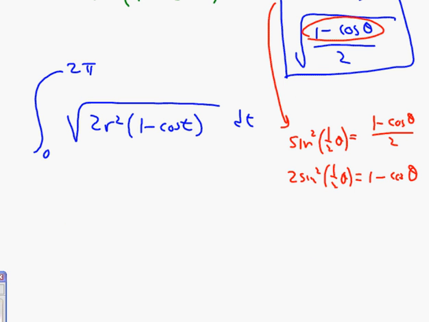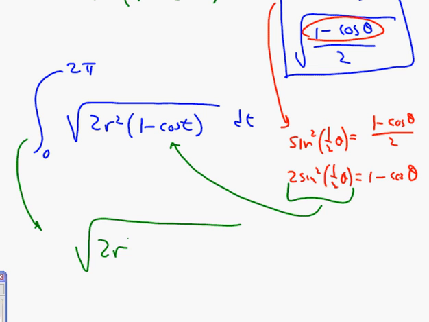So what does that tell us? That tells us that we can rewrite this integral, or let's just worry about this part of it. This thing can go there, right? So what do you end up with? It's the square root of 2r squared times 2 sine squared of 1/2, well, t, keep the variable the same, dt, integral 0 to 2 pi.